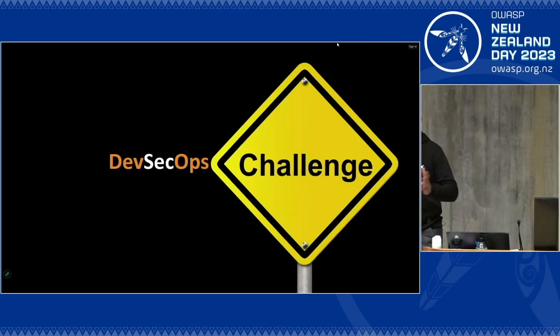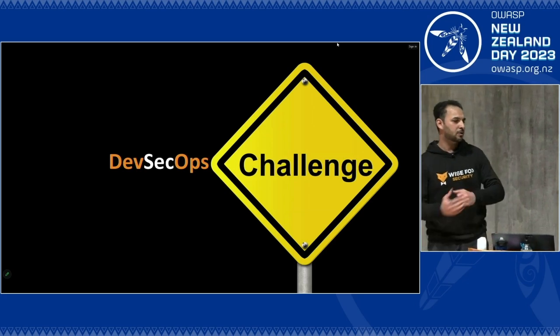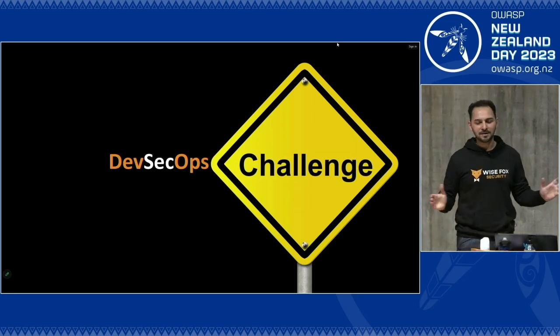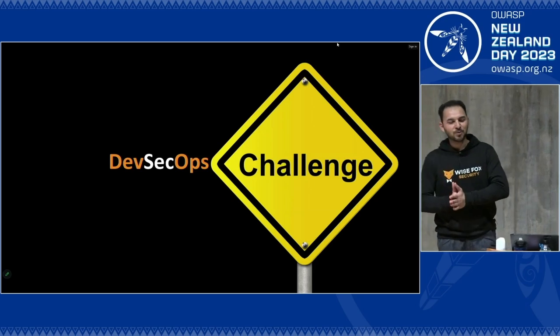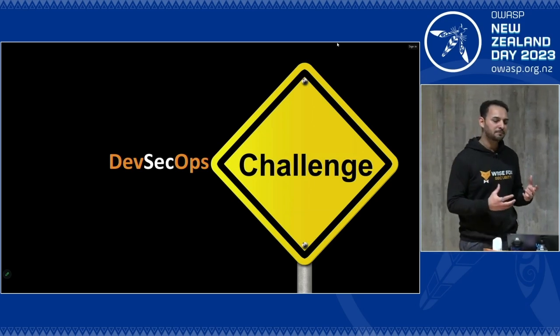Now, it's all well and good, I've talked about the benefits. I've talked about why we need to do DevSecOps, and it's easy. It's not. So that's where the DevSecOps challenges come in. And I'm going to share some real-world examples with you.